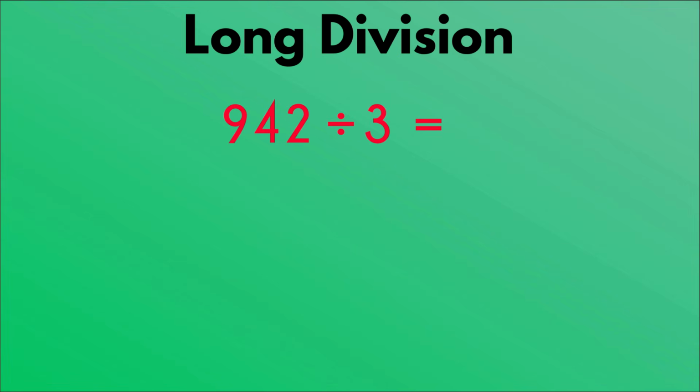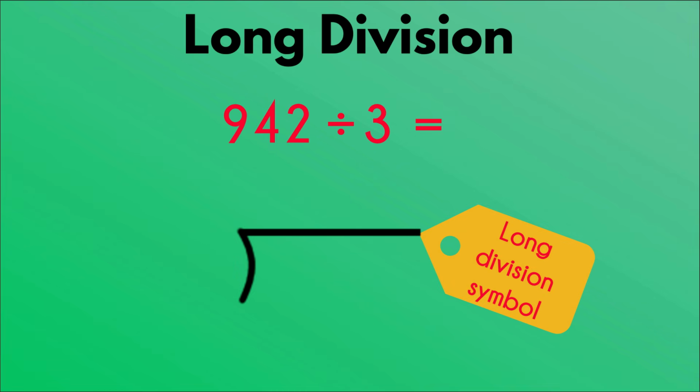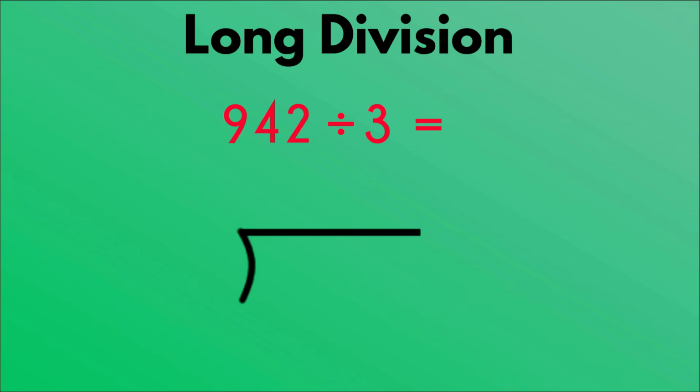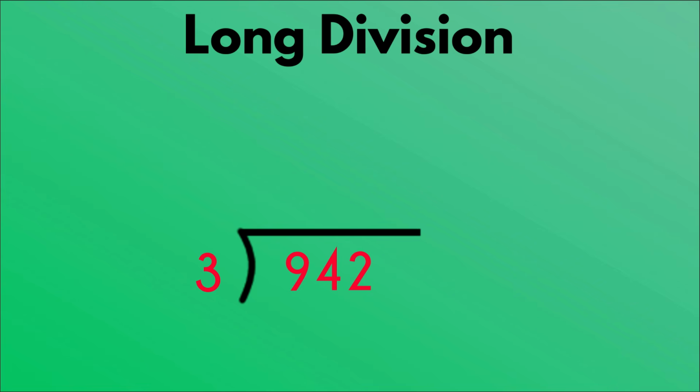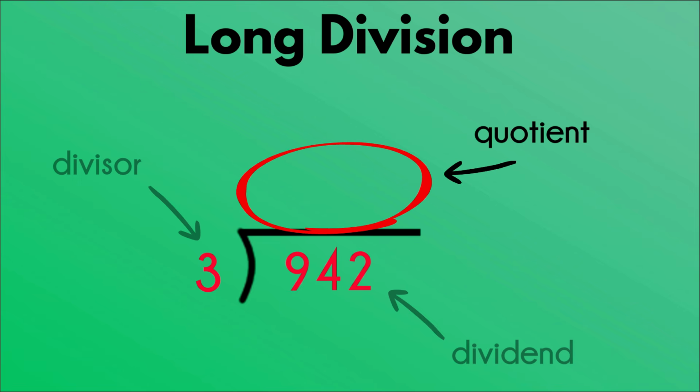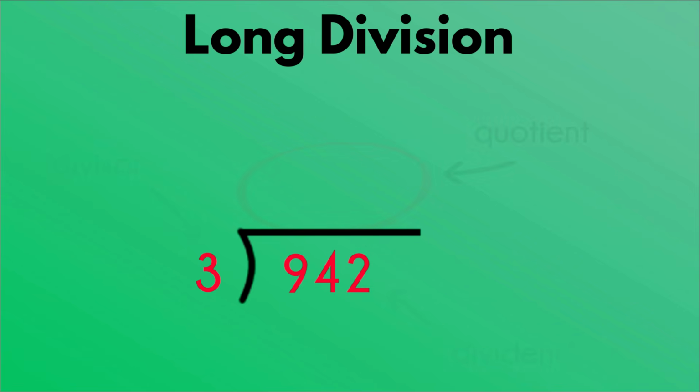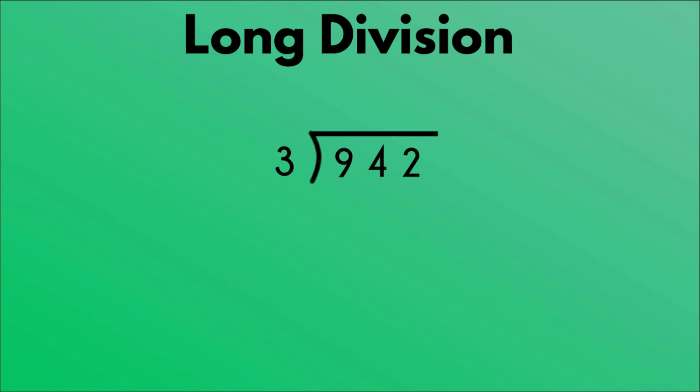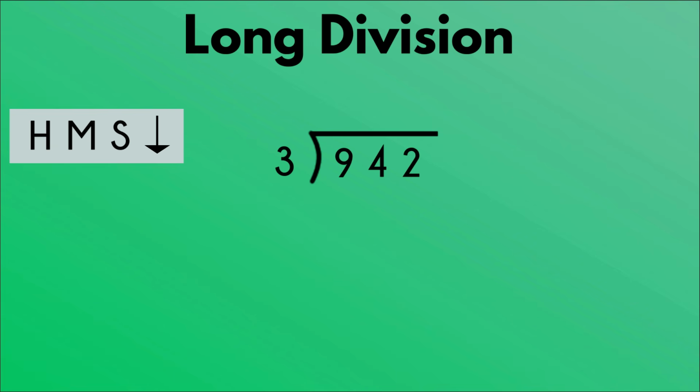Here we have an equation, 942 divided by 3. First we'll have to rewrite the equation using the long division symbol. 942 divided by 3. Here is the dividend, here is the divisor, and here is where the quotient, our answer, will go. Let's get started. Writing HMS Bring down at the top of the page is a good idea if you're still learning the process. It's important to note that we must always work from left to right with long division.